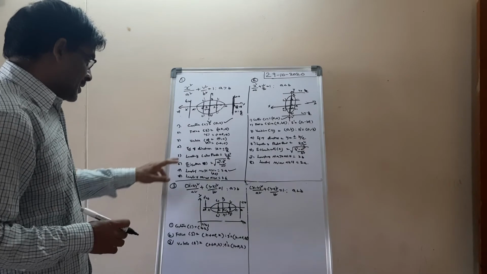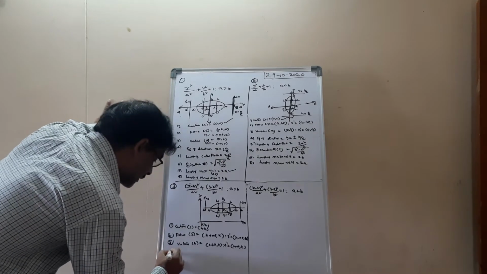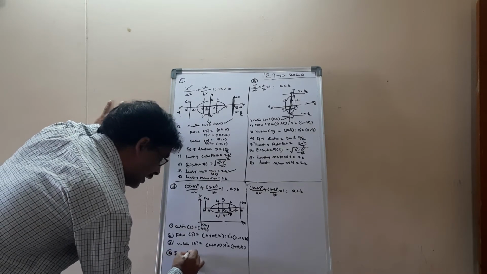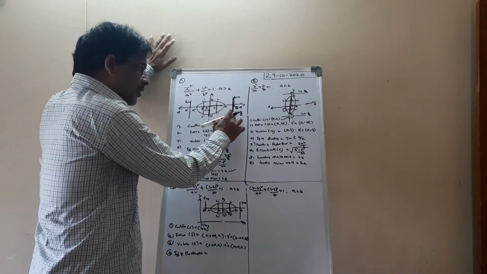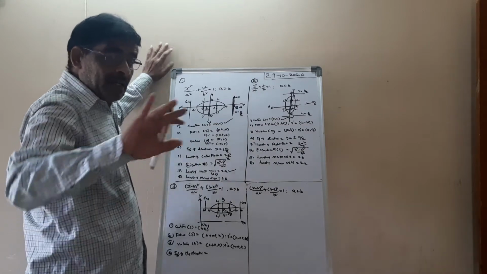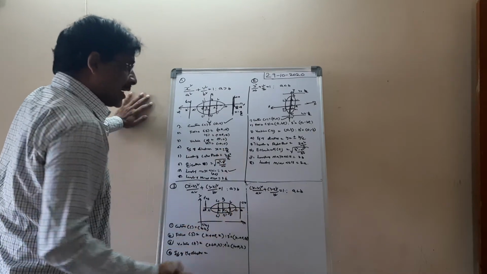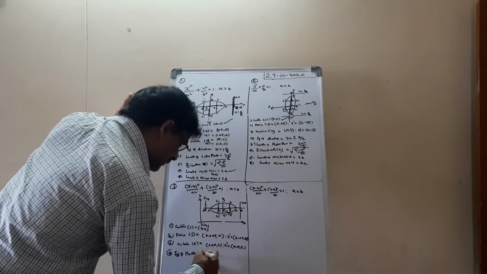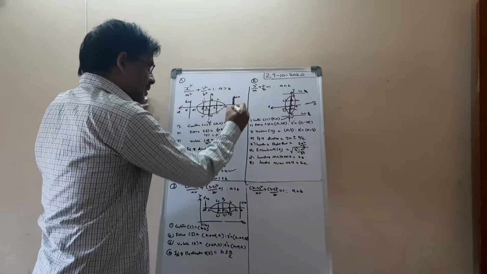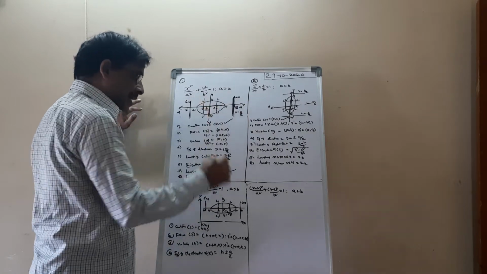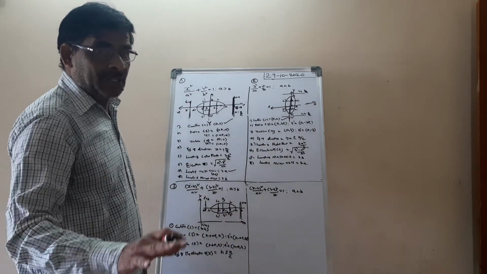After the vertices, what is the next one? Fourth, the equation of the directrix. Here, x equals a by e when the center is at the origin. Here our center is (h, k), so the equation of the directrix is x equals h plus or minus a by e, because here you have two directrices, one with plus and the second one with minus.